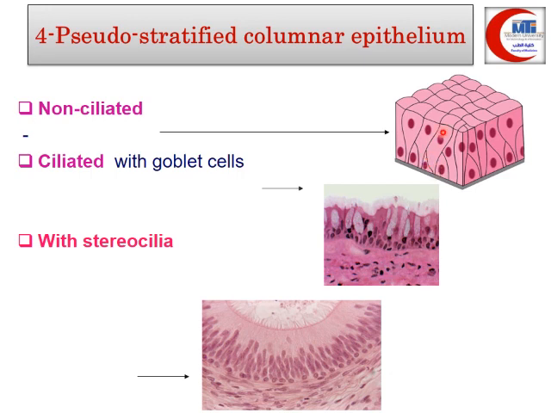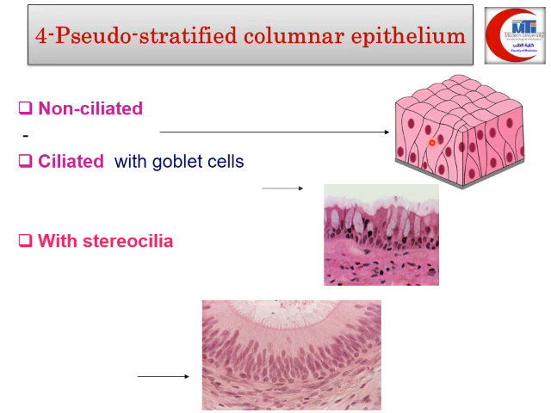The tall cells reach the surface while the short cells do not reach the surface. Both of them are resting on a basement membrane. Their nuclei are present at different levels, so we have two levels of nuclei: here is an upper level and here is a lower level. This gives an impression that this type of epithelium is formed of more than one layer, but actually it is a single layer. So it gives us a false impression of being stratified, so we call it pseudo-stratified columnar epithelium.